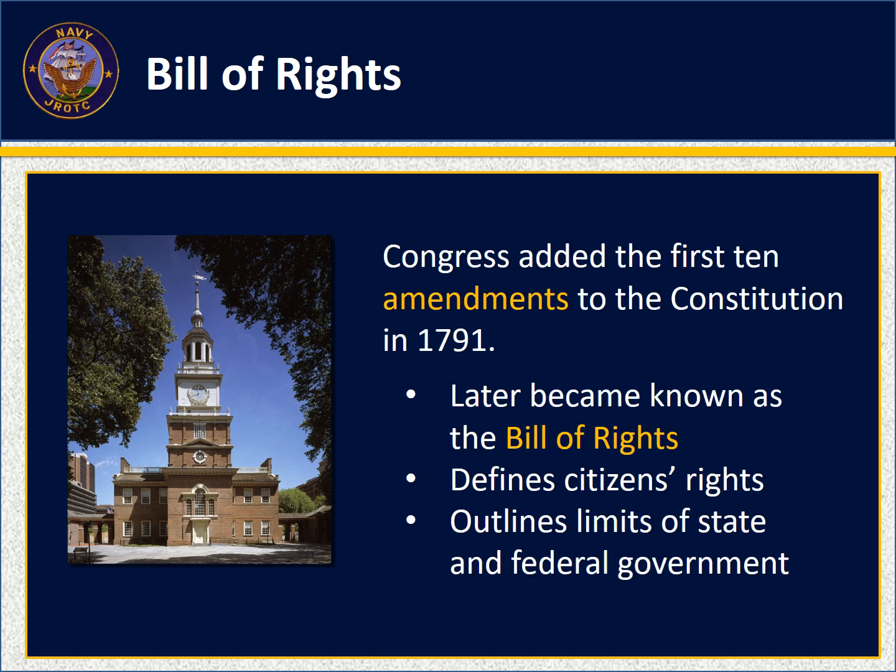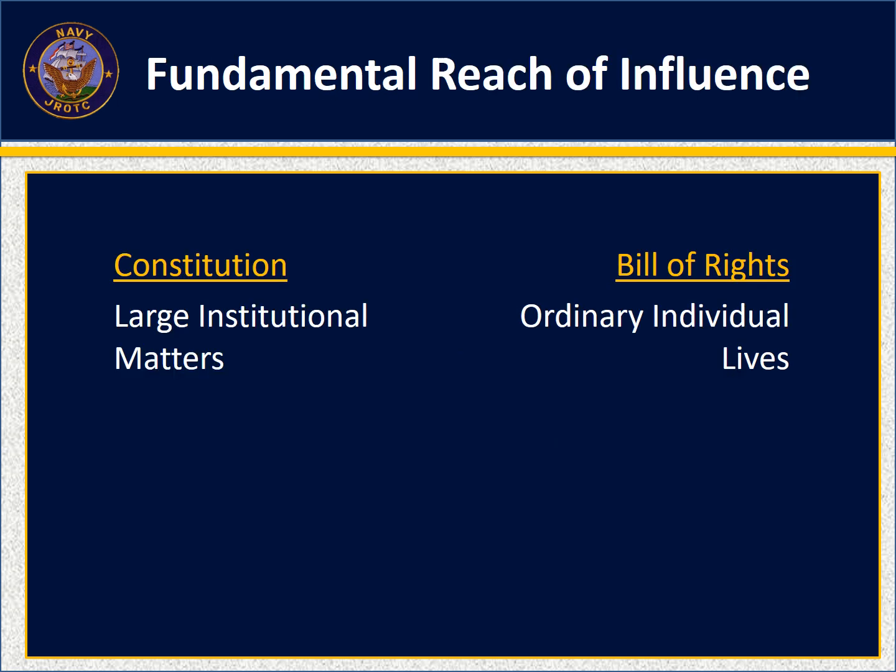Congress added the first 10 amendments to the Constitution in 1791. It later became known as the Bill of Rights. It defines the citizens' rights and outlines the limits of the state and federal governments on citizens, the fundamental reach of influence. The Constitution covers large institutional matters, and the Bill of Rights covers ordinary individual lives. So the Bill of Rights allows you to have freedom of conscience, so your house isn't raided just at the will of the government.